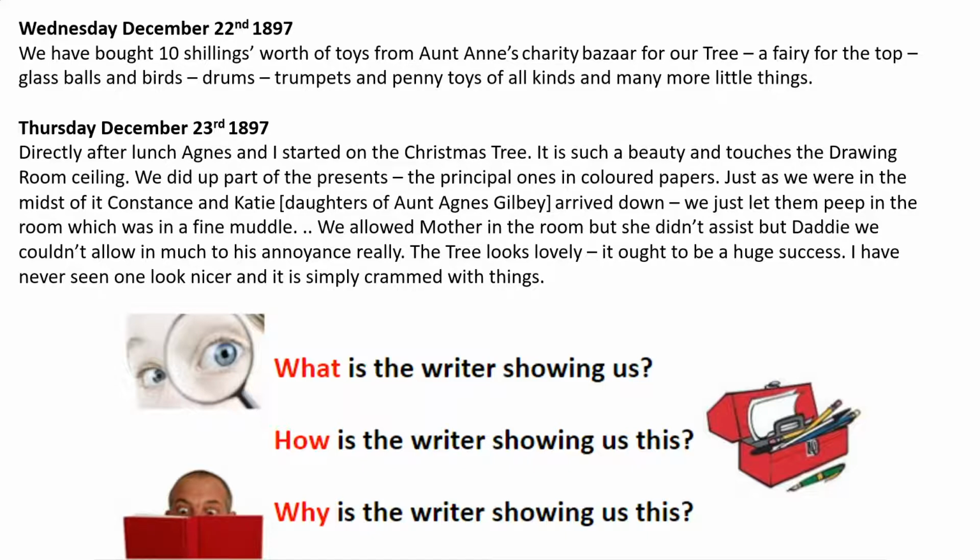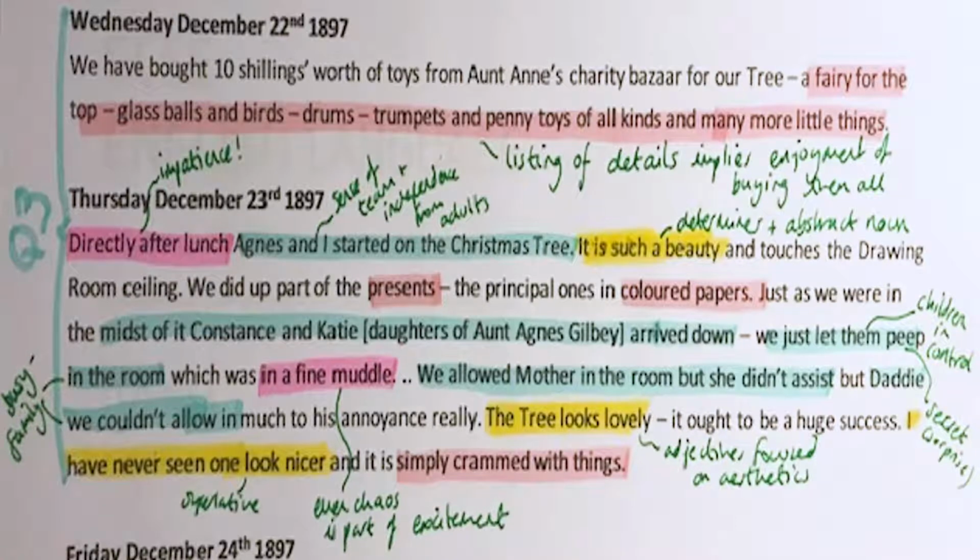So let's explain that with an example. So this is the extract. You can see I have highlighted some of my ideas about what I might put when I'm thinking about the what and the how, and thinking about how that might make me feel as a reader. So I've in different colours highlighted different parts of the text that I think link together.